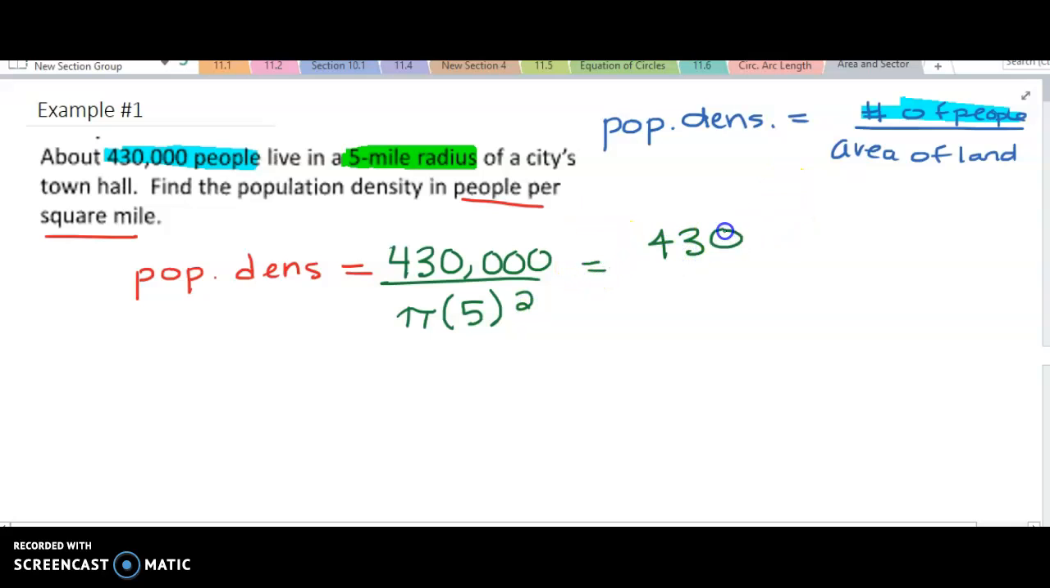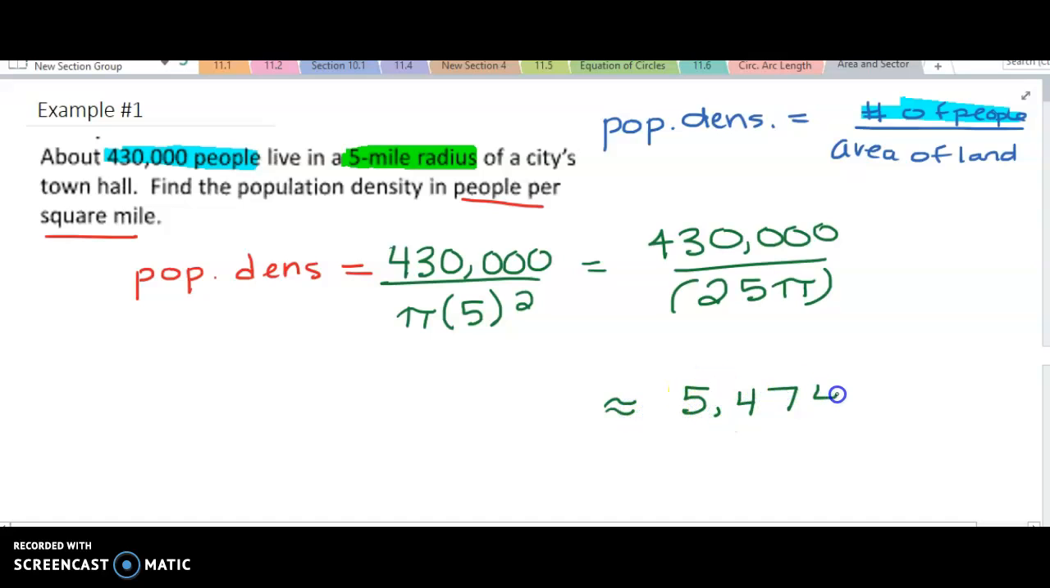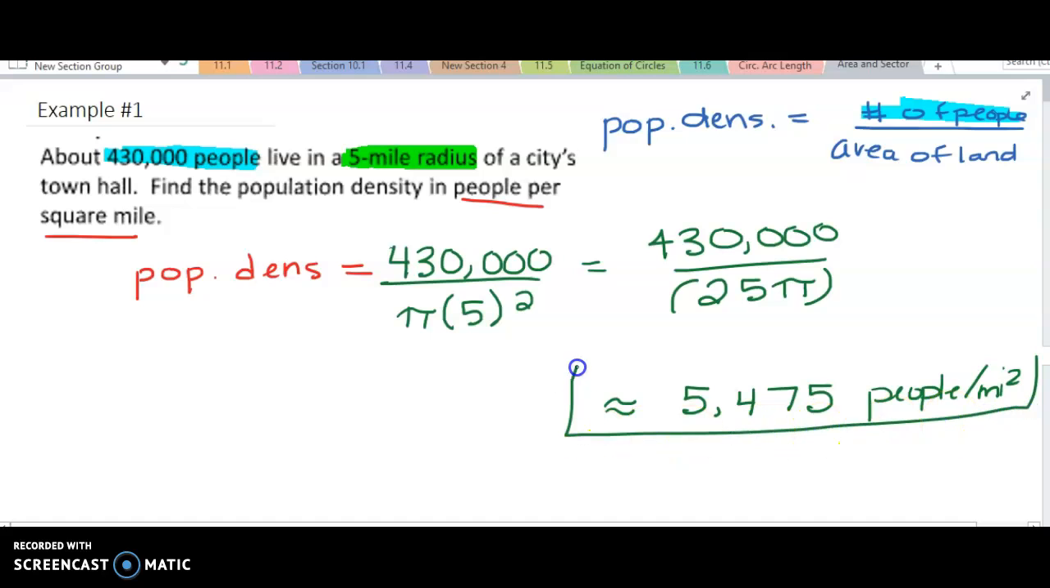So 430,000 over 5 squared, which is 25 pi. And then you just put 430,000 divided by 25 pi. Now when you put 25 pi in your calculator, guys, you have to put these in parentheses. You would get roughly 5,474. Actually, I'm going to round this up to 5,474 people per mile squared. And that would be your answer.